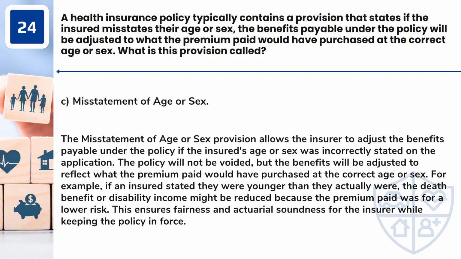Answer: C. Misstatement of age or sex. Explanation: The misstatement of age or sex provision allows the insurer to adjust the benefits payable under the policy if the insured's age or sex was incorrectly stated on the application. The policy will not be voided, but the benefits will be adjusted to reflect what the premium paid would have purchased at the correct age or sex. For example, if an insured stated they were younger than they actually were, the death benefit or disability income might be reduced because the premium paid was for a lower risk. This ensures fairness and actuarial soundness for the insurer while keeping the policy in force.